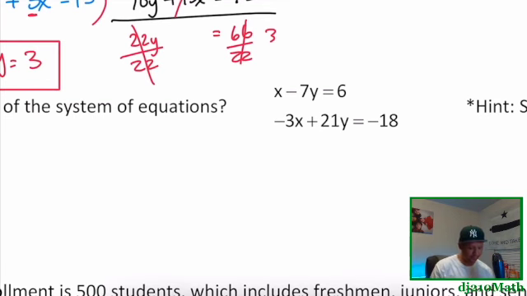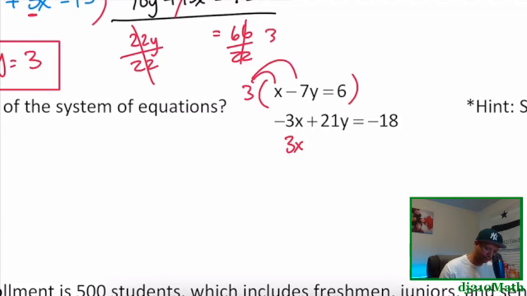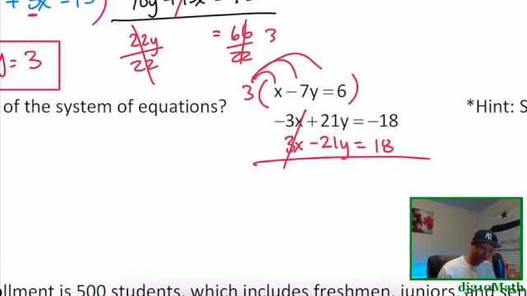First thing I see is that I can multiply the top by 3, which will make this a 3x, and it'll cancel in the bottom, right? I'm looking for the same coefficient, opposite signs. How can I make that? Well, let's do it like this. 3 times x is 3x. Negative 21y plus 18.